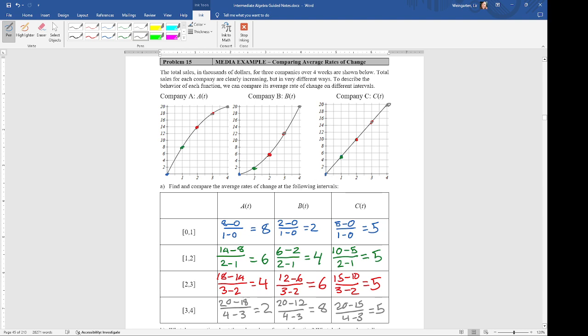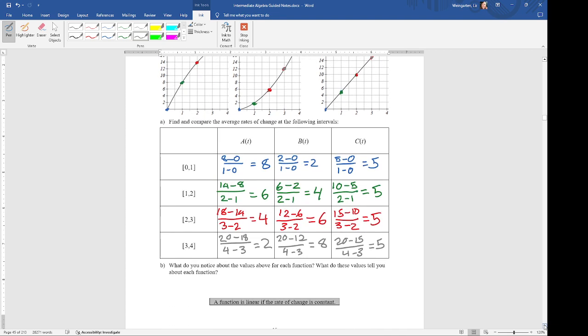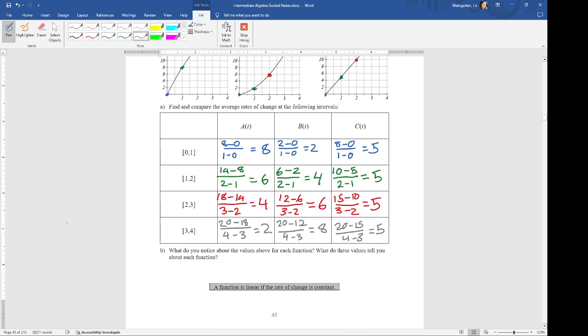When a rate of change stays exactly the same, you can see it's a straight line. Linear equations have a constant rate of change. The rate of change will always be the same throughout the entire thing. So that is what we notice about the values. The function is linear if the rate of change is constant.